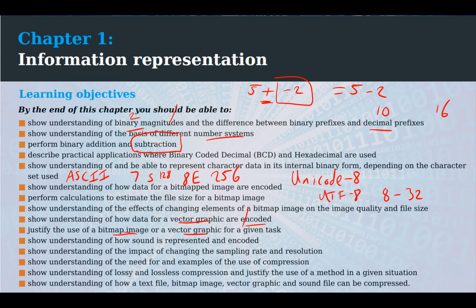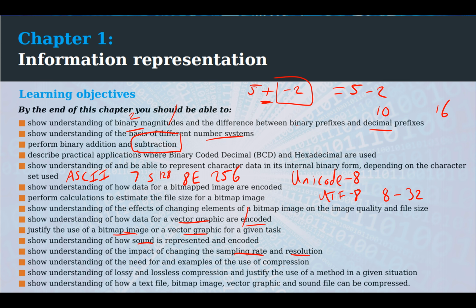Then similar for sound. How is sound represented? How is sound encoded? What's the sampling rate? So the sampling rate is basically how many samples, or how many measurements of the sound, we take per second. Then the sampling resolution is the number of bits we use to represent each amplitude, or to store each sample.